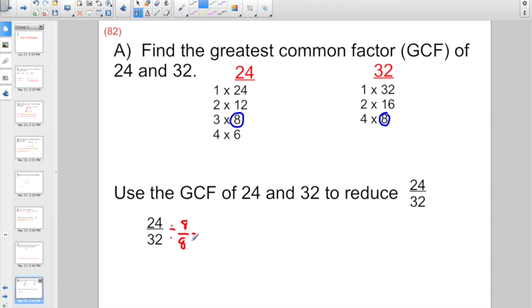Then I just have to go numerator divided by numerator. 24 divided by 8, hey, that's 3. And denominator divided by denominator. 32 divided by 8, that is 4. Reduces down to 3/4 in its lowest terms.